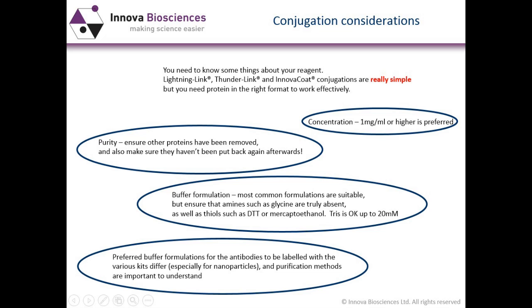Buffer formulation is perhaps one of the most important things to think about. Make sure that your buffers avoid amines such as glycine, as well as materials such as DTT, mercaptoethanol, etc. Once again, just consider how your antibody has been eluted from protein A or protein G, and if it's been thoroughly dialyzed after that elution.